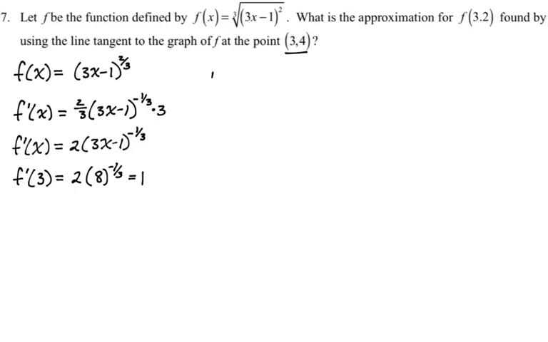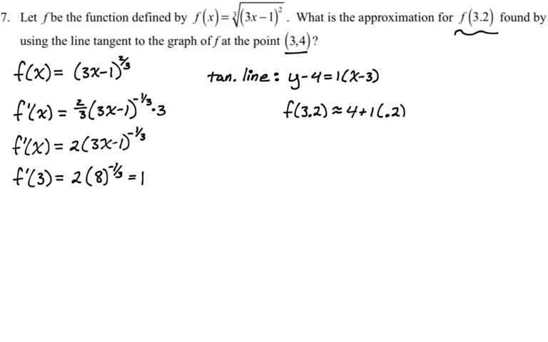So our tangent line actually is pretty simple. So we get y minus 4 equals 1 times the quantity x minus 3. And then I'm approximating f of 3.2. So f of 3.2 is approximately 4 plus 0.2. So open-ended, don't forget the approximate sign. Multiple choice, I don't know. All bets are off. Just do what you're going to do. So this is approximately 4.2.